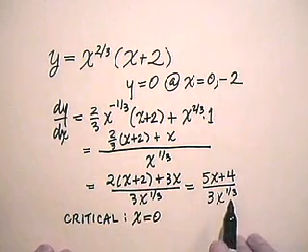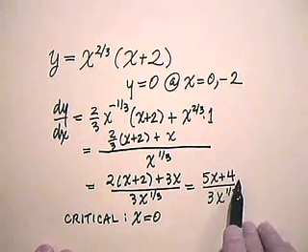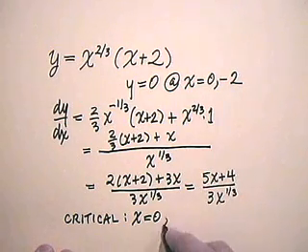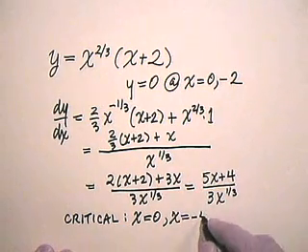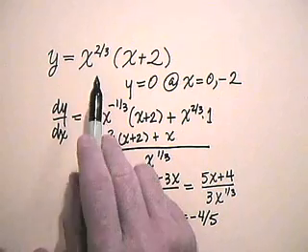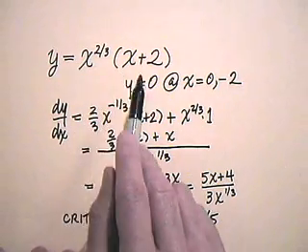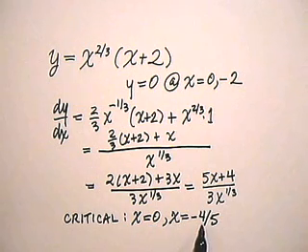Now, where will the whole expression equal 0? That's where our derivative is 0. When the numerator is 0, well, that would be x equal negative 4/5. So now, when we look at an expression like this, x to the 2/3 times x plus 2, we've got two critical points, one on account of the derivative being undefined, and the point x equal negative 4/5, where the derivative is actually 0.